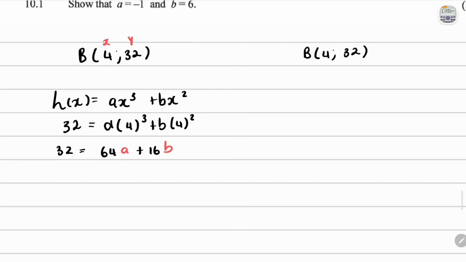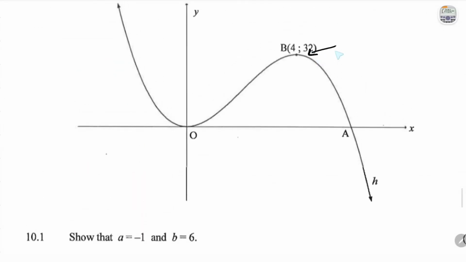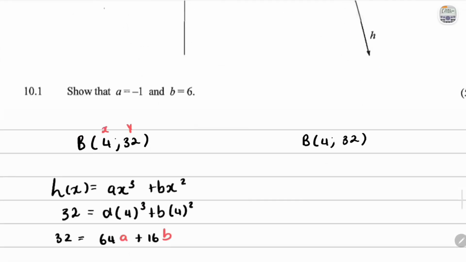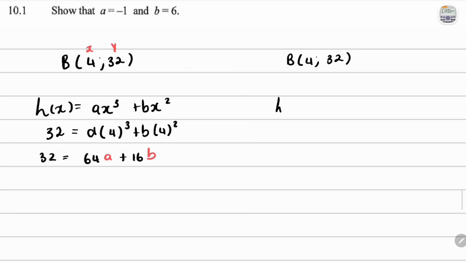And here's the idea. If this is a turning point, it means that at that point, the gradient of this function is equal to 0. So let's start by finding the gradient of the function. We'll say h prime of x is equal to, and we'll say coefficient times exponent, which is 3ax, exponent minus 1, 2. Same thing over here, coefficient times exponent is positive 2bx and exponent of 1 because we subtract 1. So this is what we have. This is the gradient of the function.